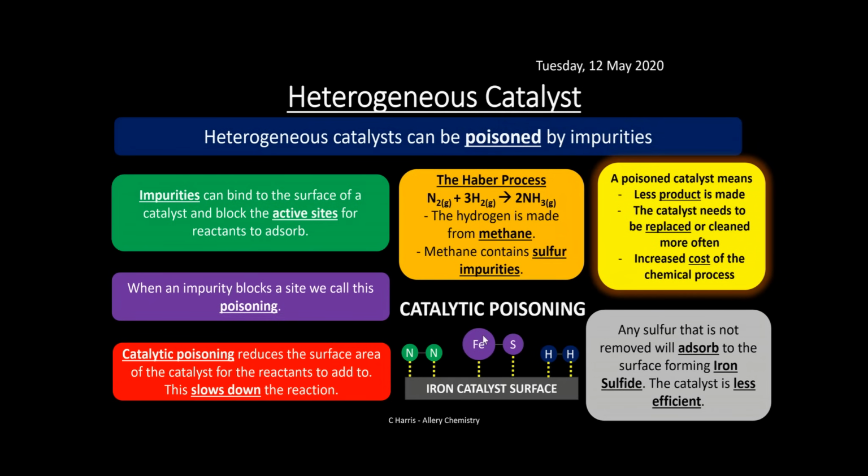A poisoned catalyst means that less product is made, and the catalyst needs to be replaced and cleaned more often. That's time, and that costs money. And obviously there's an increased cost of the chemical process because the catalyst isn't working as it should be. So it's not reducing the energy required or lowering the activation energy, for example. So that's not a good thing at all.